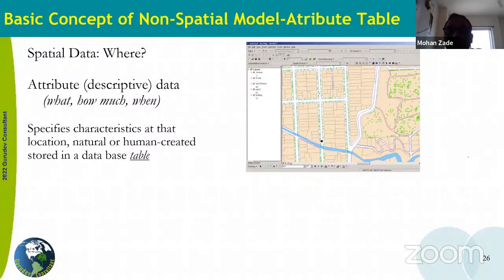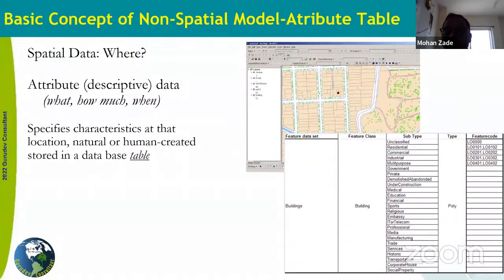Once you have a parcel like this, let's take the example of a land parcel. These are land parcels, and each land parcel will have buildings in it, and each building will have a different classification.